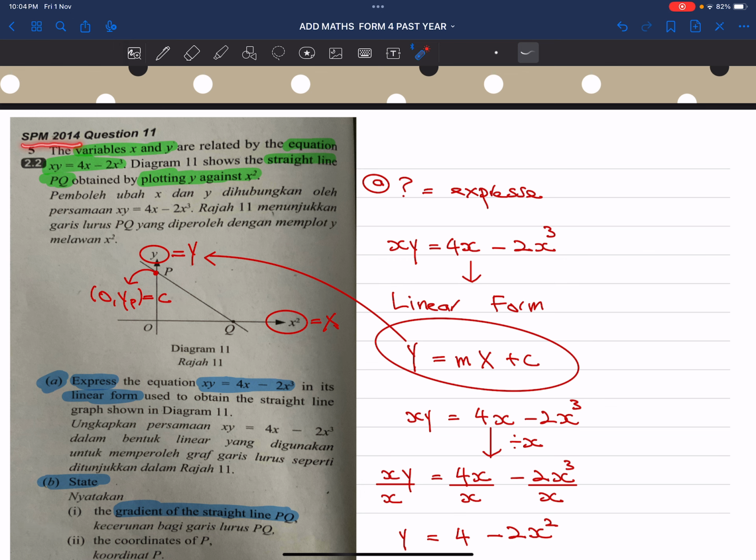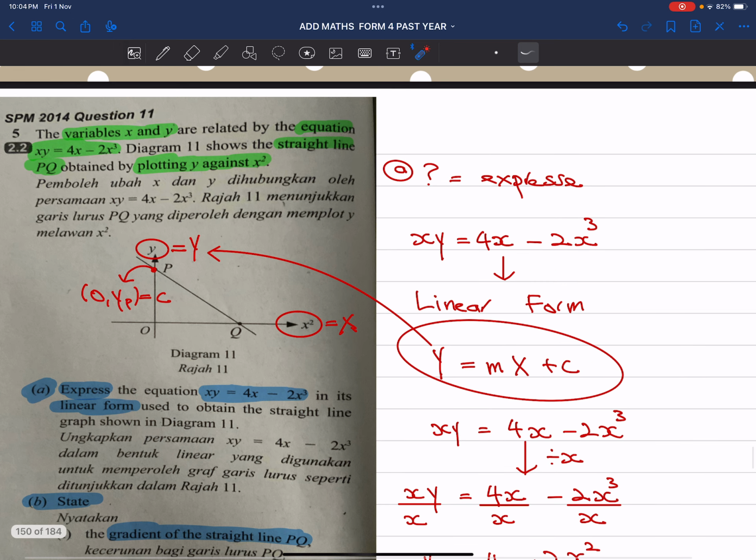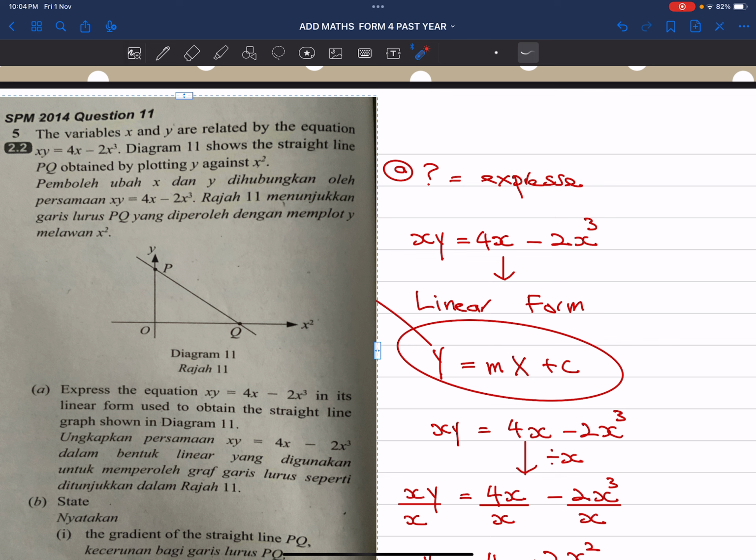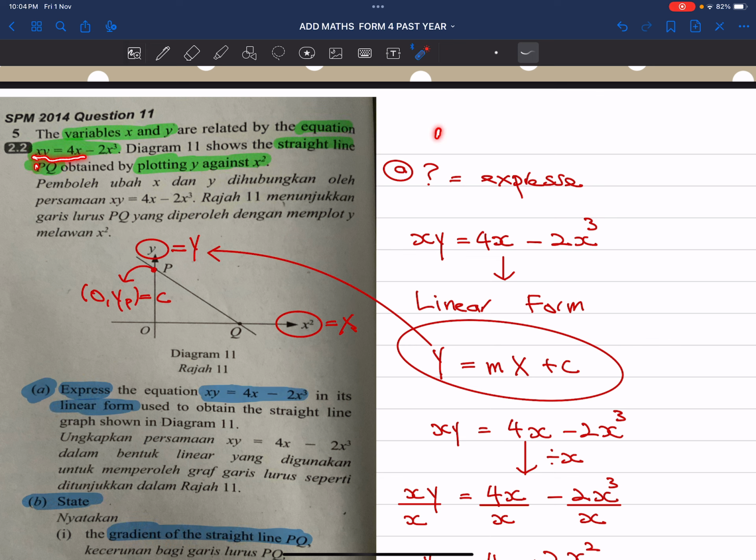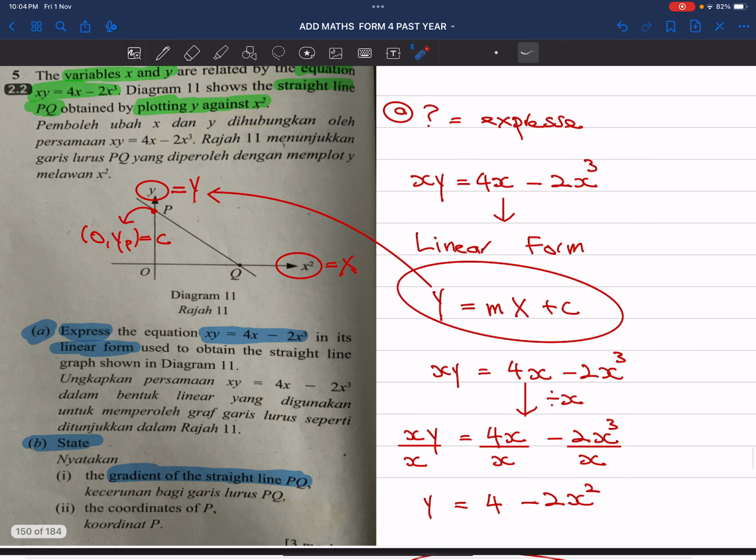SPM 2014, topic linear law. The variables x and y are related by the equation xy equals 4x minus 2x cubed. Straight line PQ obtained by plotting y against x squared. Question part A, express the equation xy equals 4x minus 2x cubed in linear form.